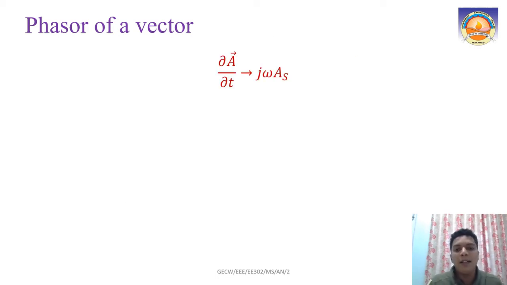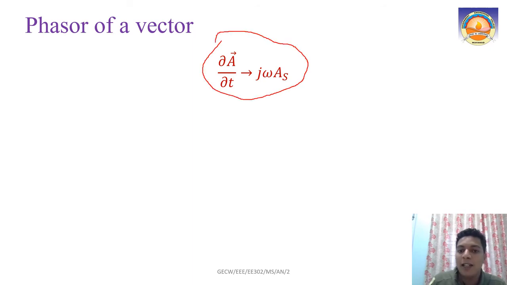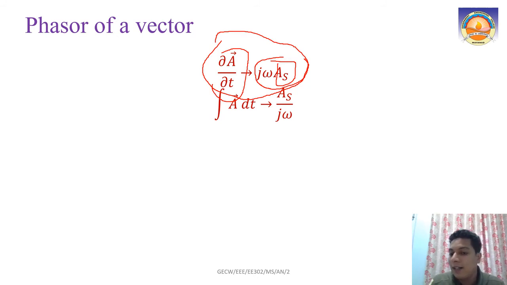So our dou A by dou t is equivalent to j omega times the phasor form. Understood? When you are differentiating with respect to time, that is equivalent to multiplying by j omega in phasor form. Similarly, when you are integrating, it will become divided by j omega. These are the two main parts that you should understand: differentiation of a vector with respect to time becomes multiplication of the vector in phasor form with j omega.